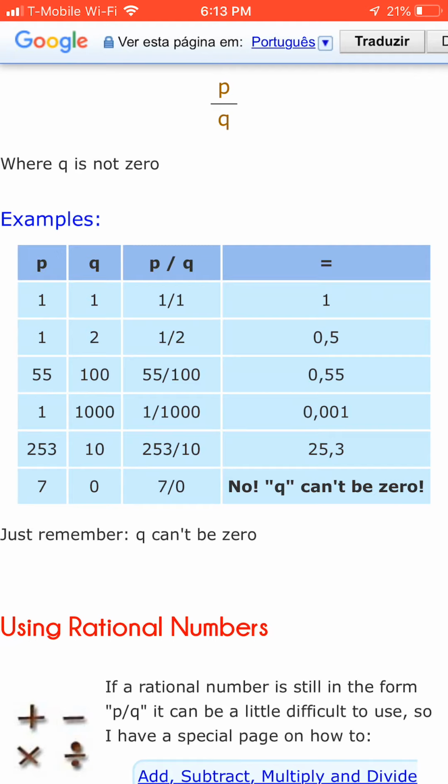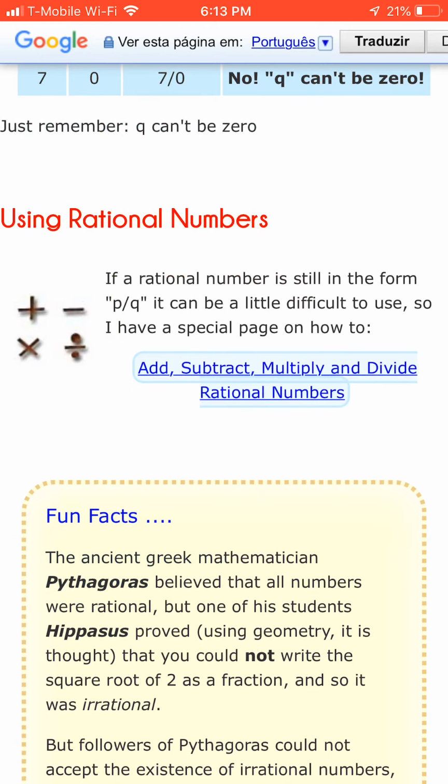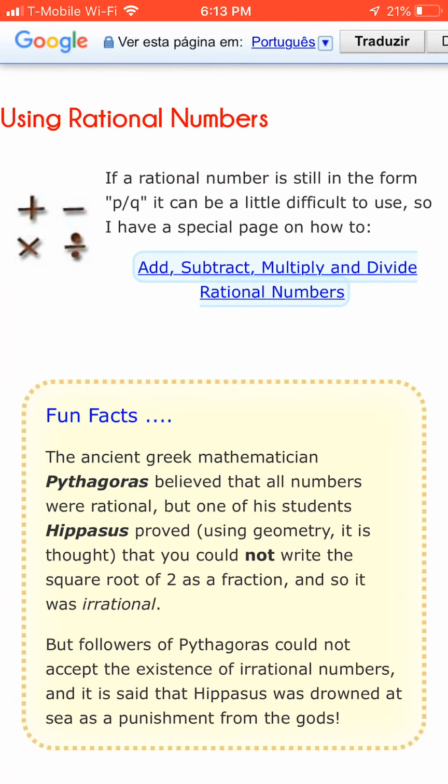Fun fact: the ancient Greek mathematician Pythagoras believed that all numbers were rational, but one of his students proved, using geometry, that he could not write the square root of 2 as a fraction, and so it was irrational. But followers of Pythagoras could not accept the existence of irrational numbers, and it is said that the student was drowned and seen as a punishment from the gods.